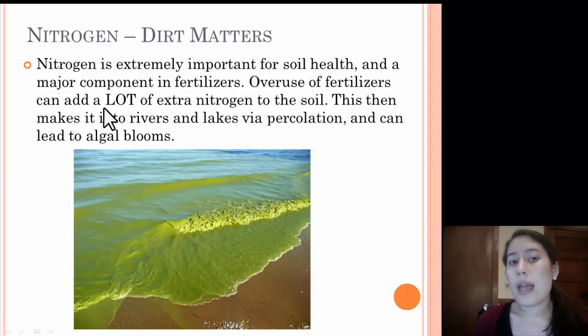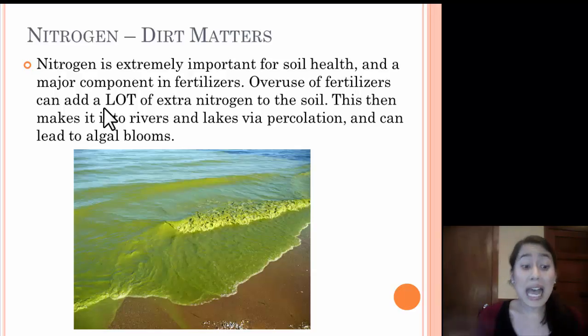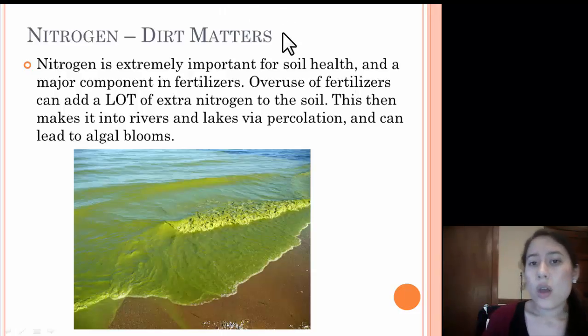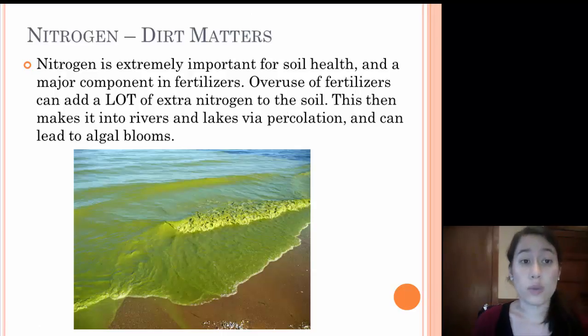So nitrogen is really important for soil health. In order to have healthy soil that all types of plants can grow in, you need those nitrogen compounds in the soil. And because of that, it's a major component in fertilizers. So one way that humans impact the nitrogen cycle is that we add a lot more nitrogen into the soil than would be there without us. And because of this, we sometimes overuse fertilizers. There's too much nitrogen in the soil.